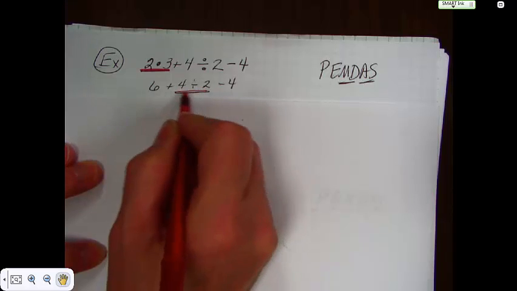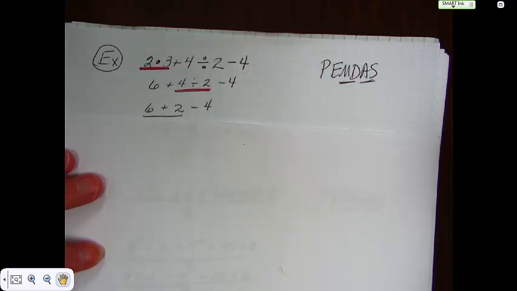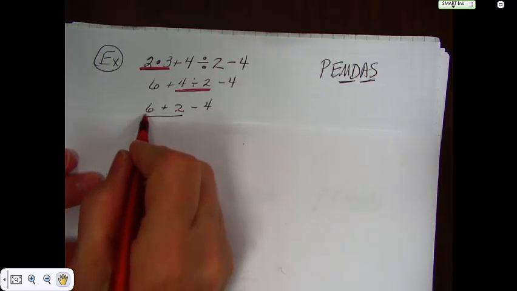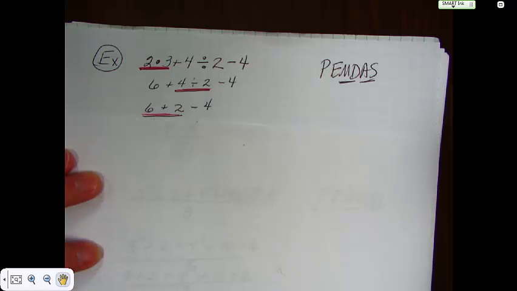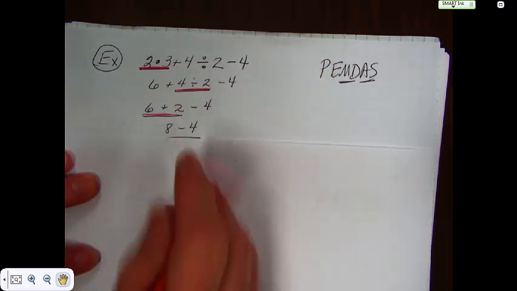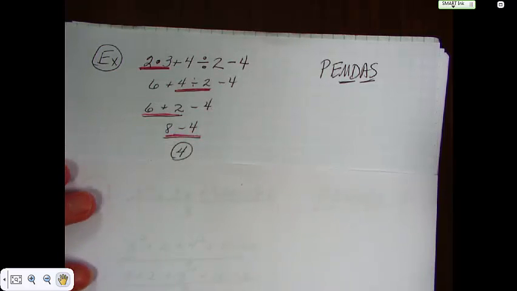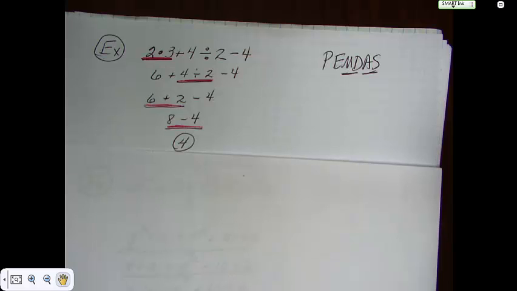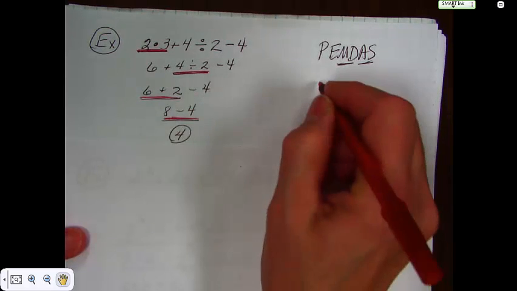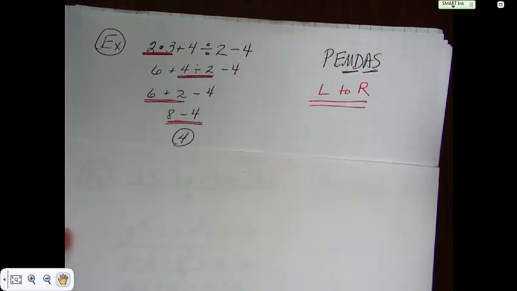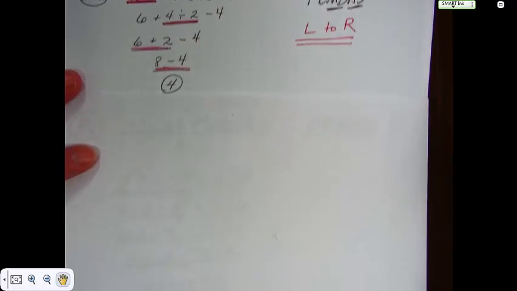Division is our next thing we do. So 4 divided by 2 is 2. 6 plus 2 minus 4. Now we have no more multiplication and division, so left to right, we're going to do the addition first. 6 plus 2 is 8. And then our last step, of course, is 8 minus 4. 8 minus 4 is 4. And we've solved that pretty efficiently using PEMDAS. Always remember left to right. Don't lump in the middle. Got to go left to right as much as possible.